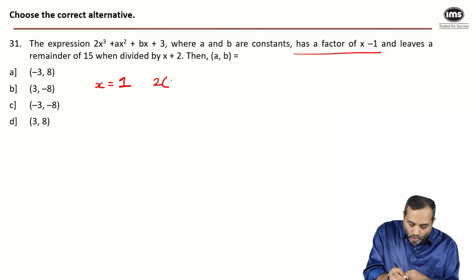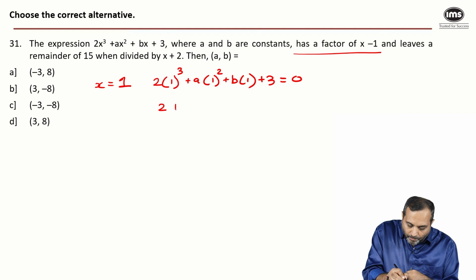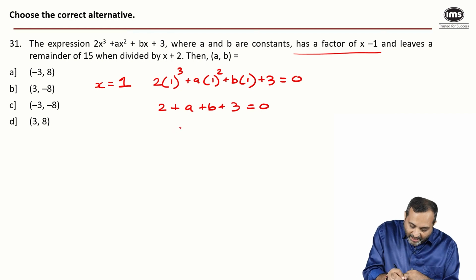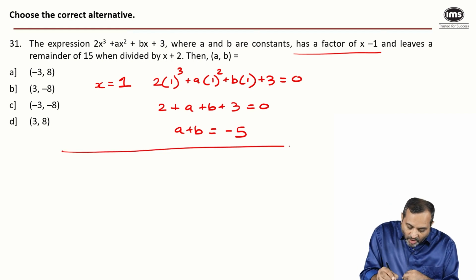What do you get? 2 into 1 plus a into 1 plus b into 1 plus 3 is equal to 0. So 2 plus a plus b plus 3 is 0. From here I get a plus b as minus 5. Let's look at the next condition. What is the next condition?